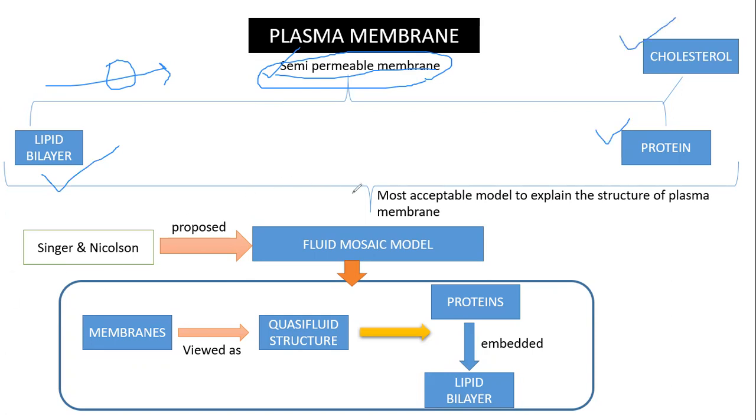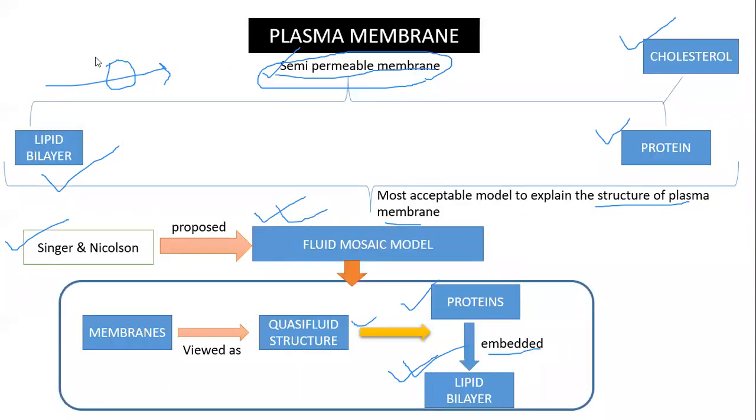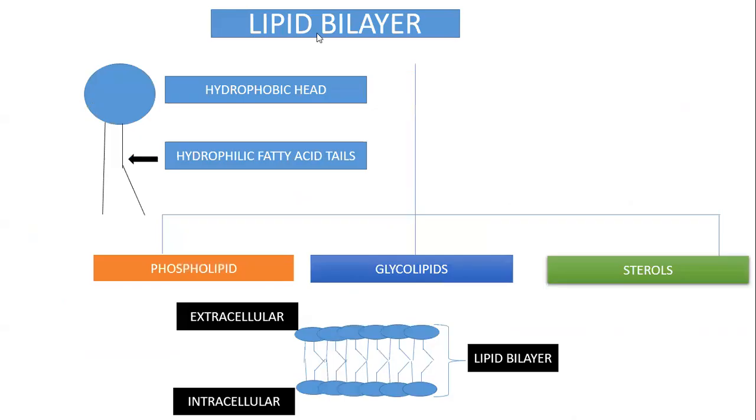Now, there are several models to explain the structure of the plasma membrane. One of the most accepted models is the fluid mosaic model, given by Singer and Nicholson. According to this model, the membrane is viewed as a quasi-fluid structure where proteins are embedded in the lipid bilayer. This is the most important and most accepted model regarding the structure of the plasma membrane.